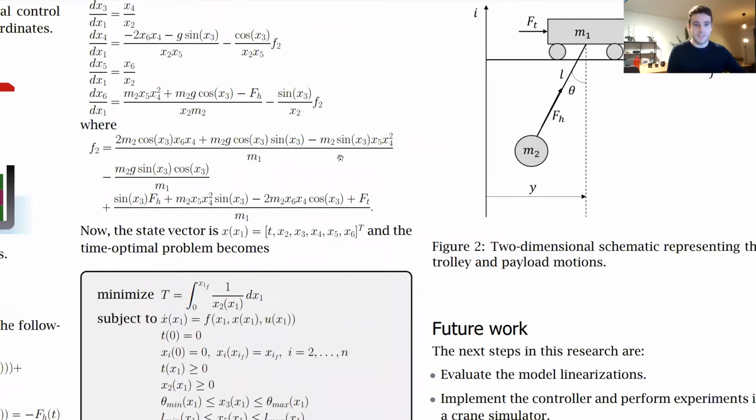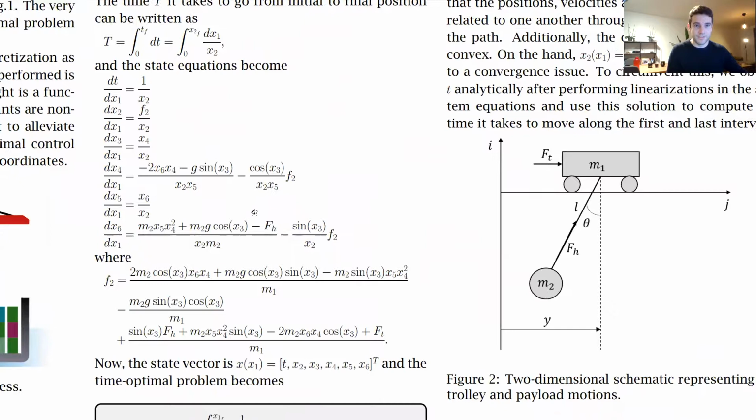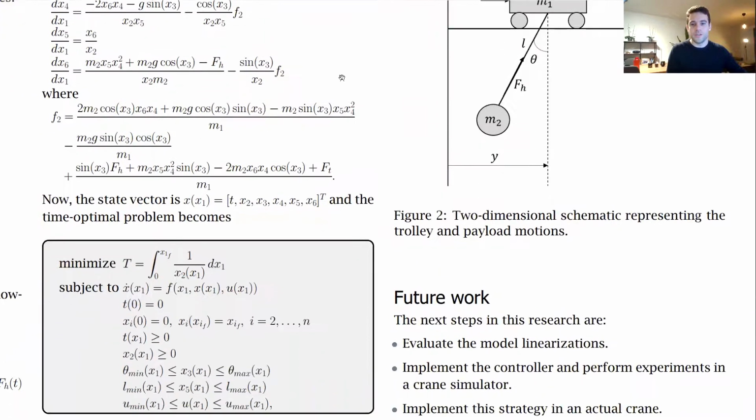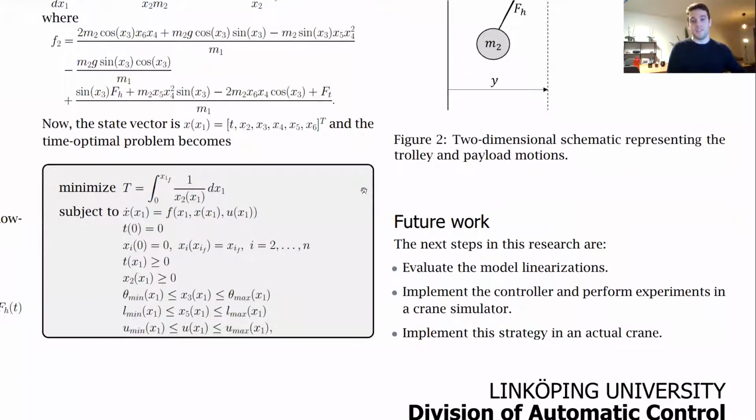And we do that by using the state equations before the reformulation and making some linearizations in these state equations. What we are doing now is evaluating if these linearizations are good enough for our problem. And after this, we are going to implement a controller and perform the experiments in a crane simulator. And after this second step, we are going to implement this strategy in an actual crane.